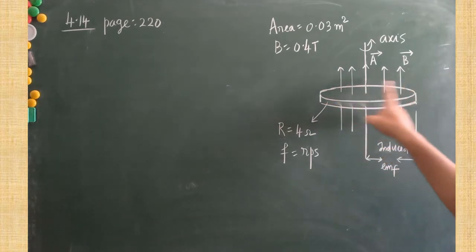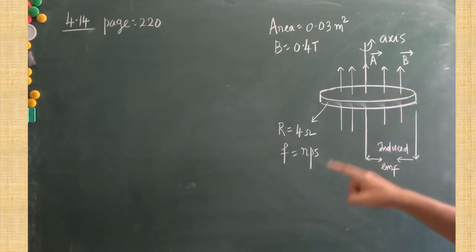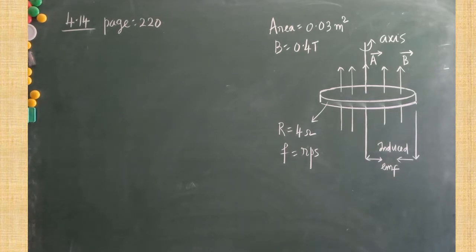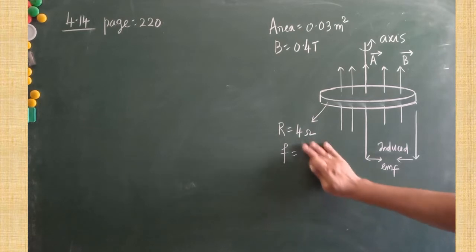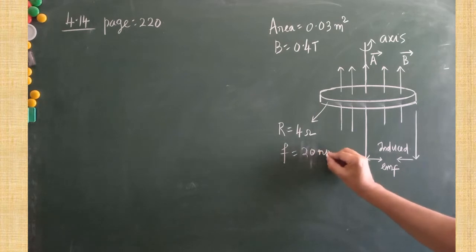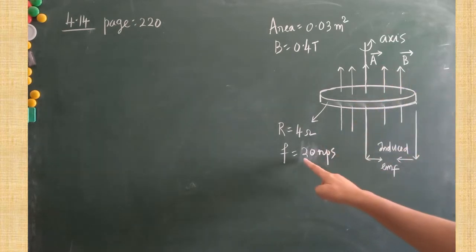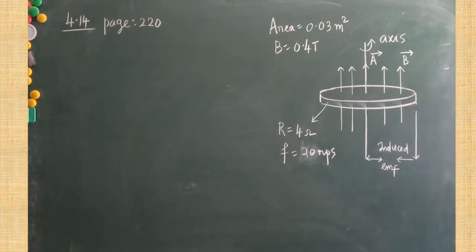The circular disc possesses some resistance, given as 4 ohm. When it rotates, it makes a certain number of revolutions per second, called f. The disc makes 20 RPS. Understood? 20 means 20 complete revolutions are made by the circular disc in 1 second.